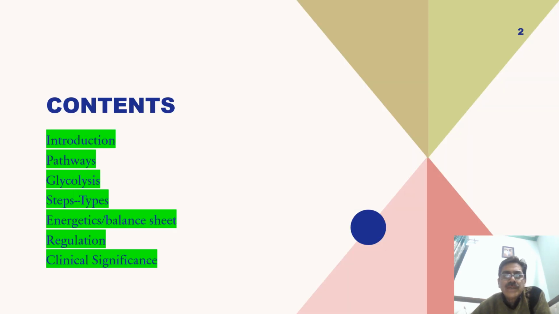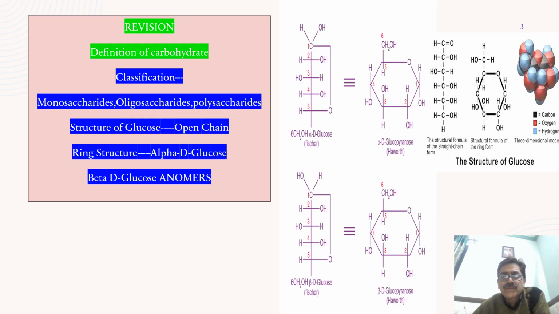So the contents would be, we will have a brief introduction about metabolism. We will talk about various pathways of carbohydrate metabolism. We will talk in this video about glycolysis, the various steps involved in glycolysis, then the energetics or the balance sheet involved in glycolysis, and finally the regulation of glycolysis and clinical importance.